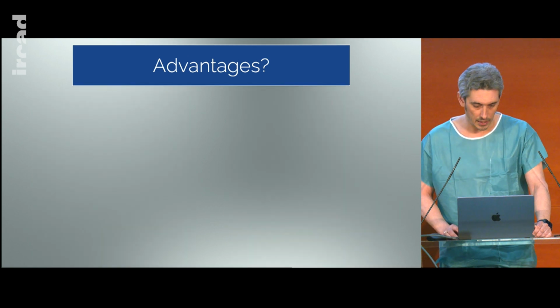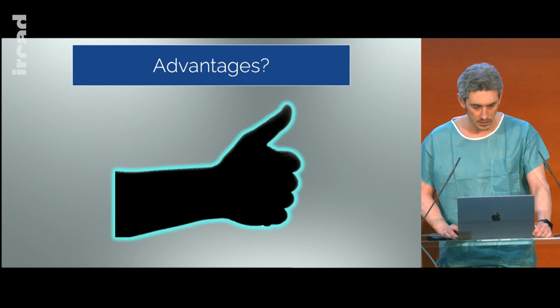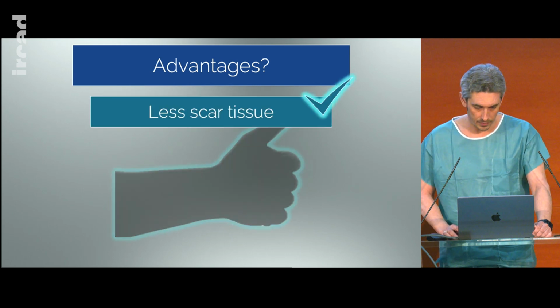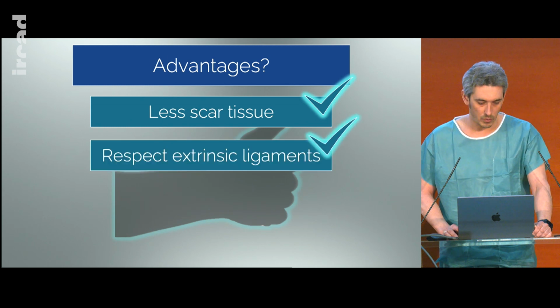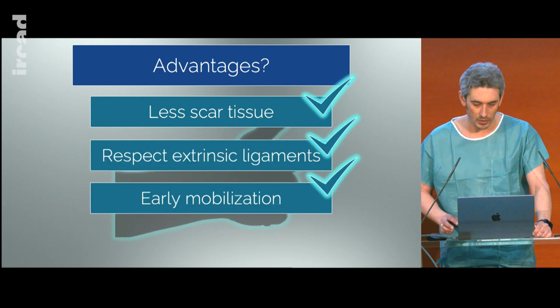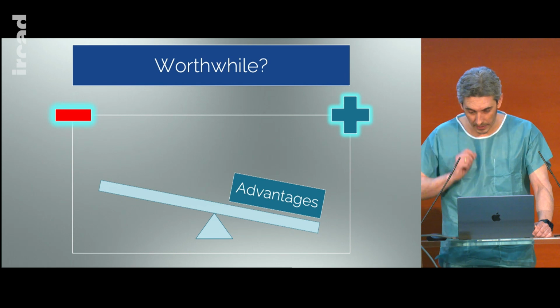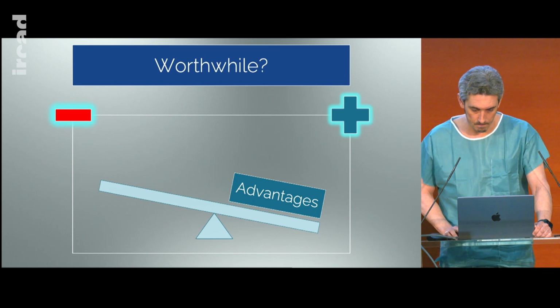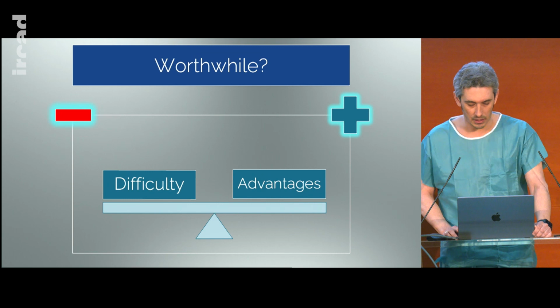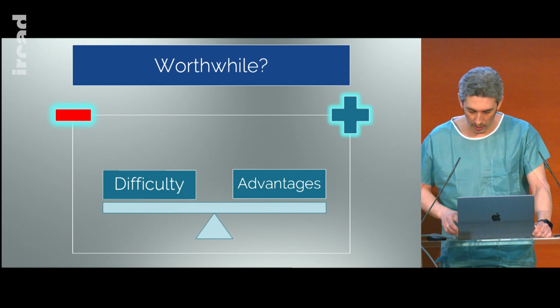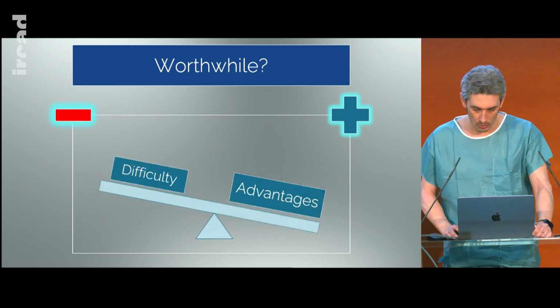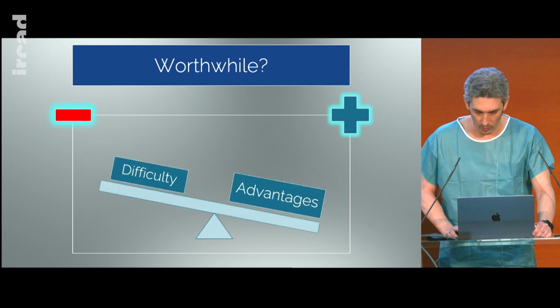So, are there any advantages in performing a proximal row carpectomy arthroscopically? For me, the answer is clearly yes, because we have less scar tissue, but also we are going to respect the extrinsic ligaments, so we can begin an early mobilization, and also we will respect the proprioception. But this advantage is worthwhile because it's not an easy technique, it can be difficult. So I think we have to work on new technical details on how to decrease the difficulty to incline the balance to the right side.